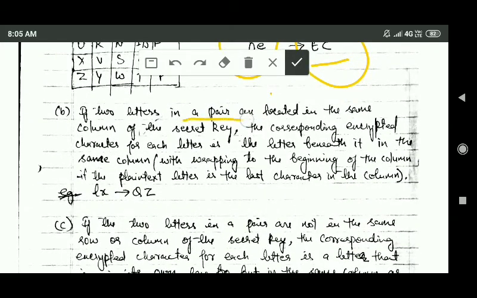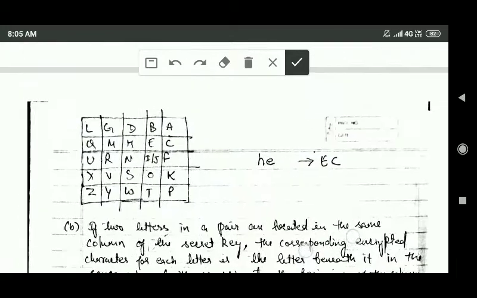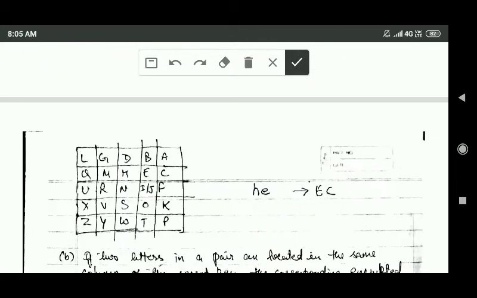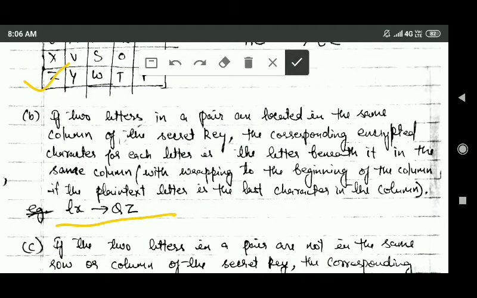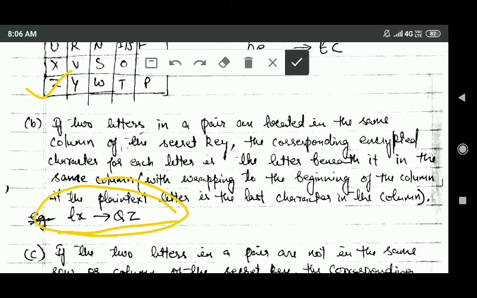Now, if two letters in a pair are located in the same column of the secret key, then the corresponding encrypted character for each letter is the letter beneath it in the same column. It will be clear after this example. Suppose we have to encrypt this pair of letters LX. As you can see here, L and X both are in the same column. So L will be encrypted to the letter which is below it. So L will be encrypted into Q, right? And X will also be encrypted into the letter which is immediately below it, that is Z. So in this way, LX will be encrypted to QZ, right?